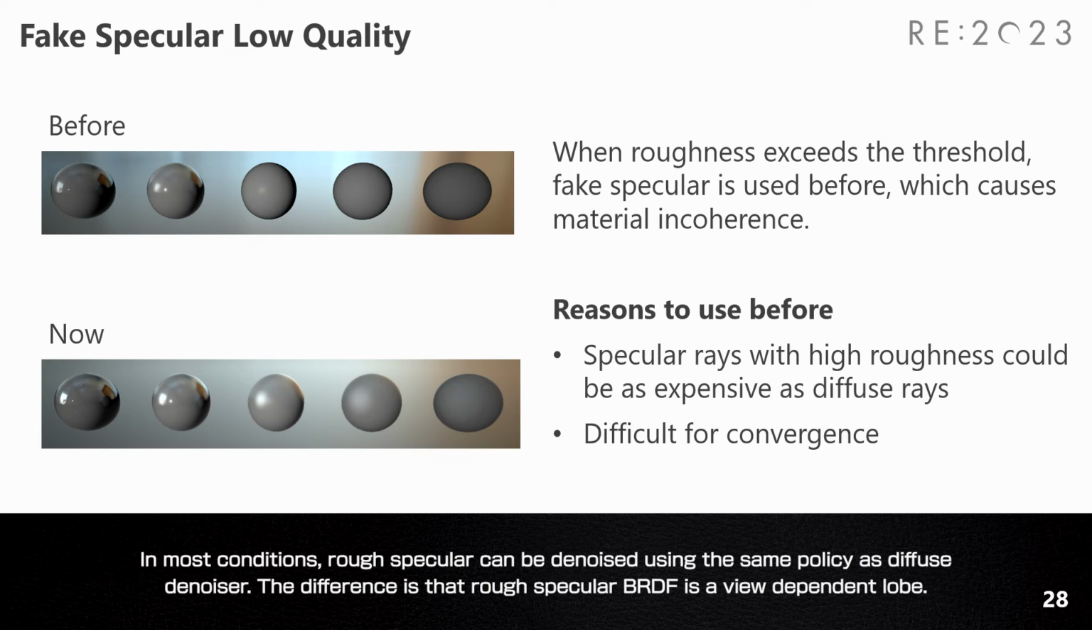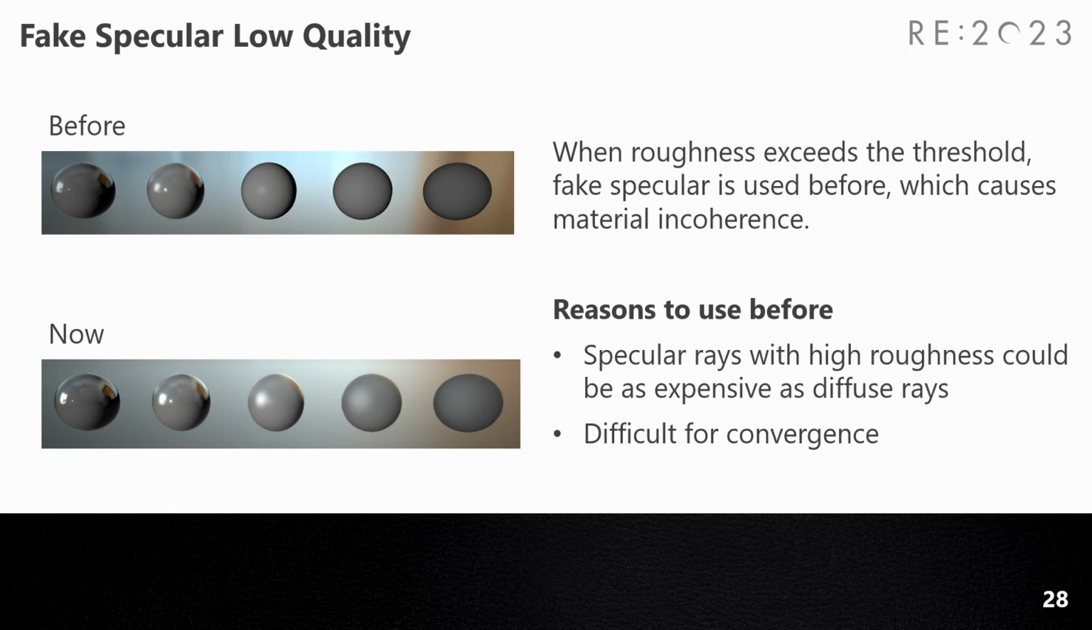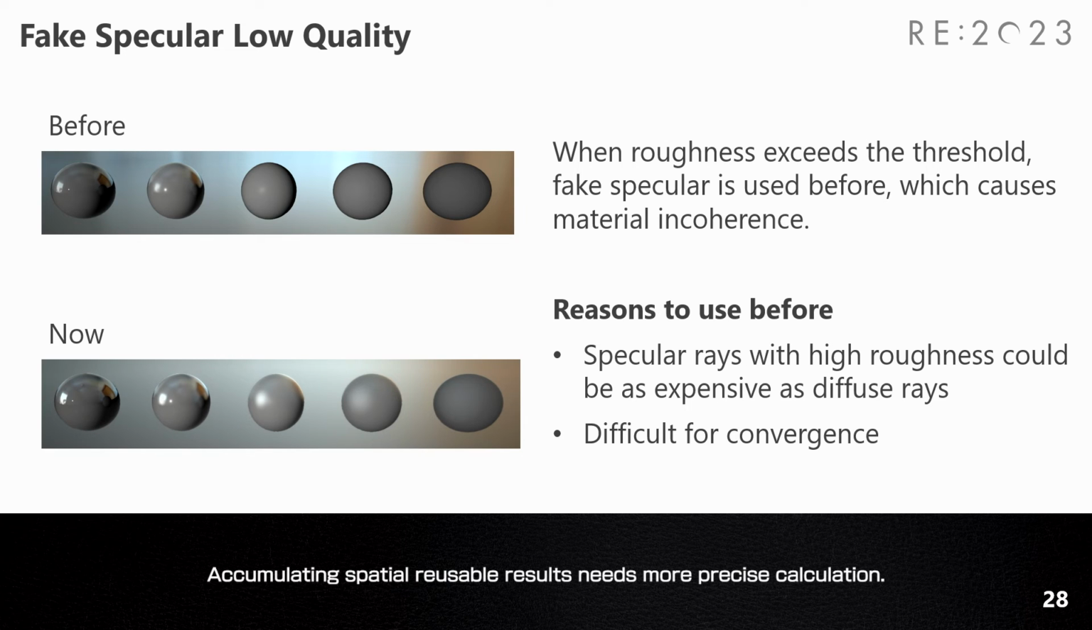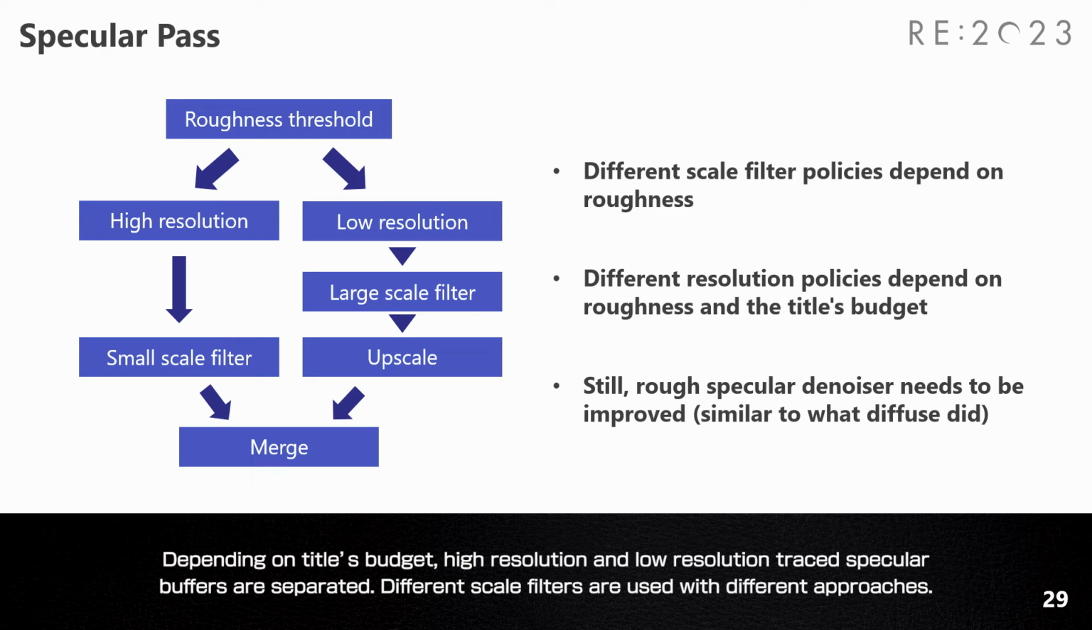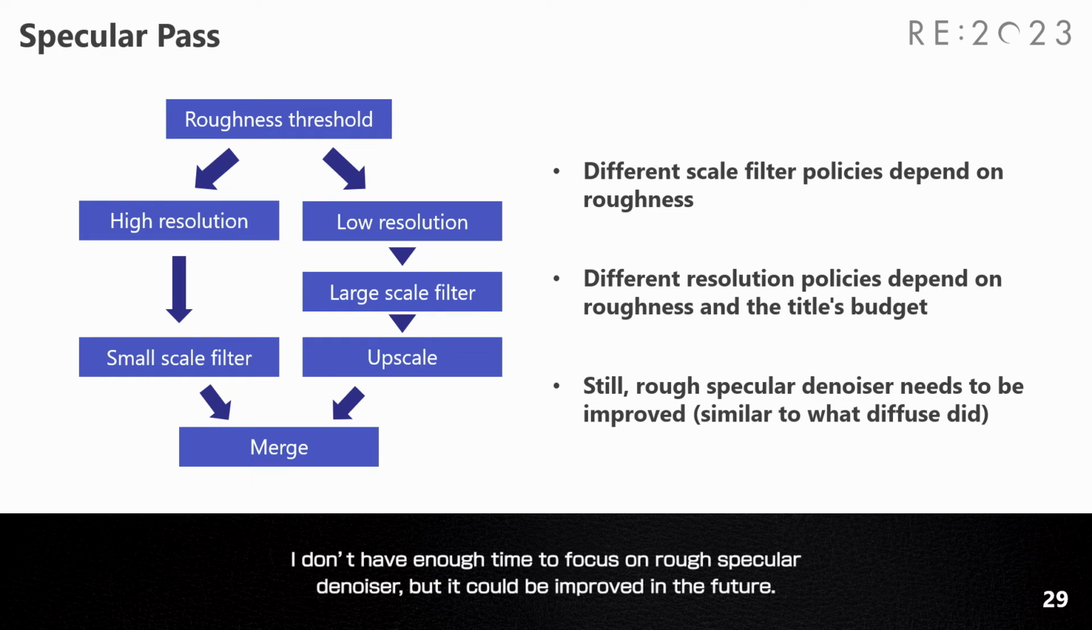The difference is that the rough specular BRDF is a view-dependent lobe. Accumulating spatial reusable results needs a more precise calculation. Depending on the title's budget, high resolution and low resolution traced specular buffers are separated. Different scale filters are used with different approaches. I don't have enough time to focus on the rough specular denoiser, but it could be improved in the future.